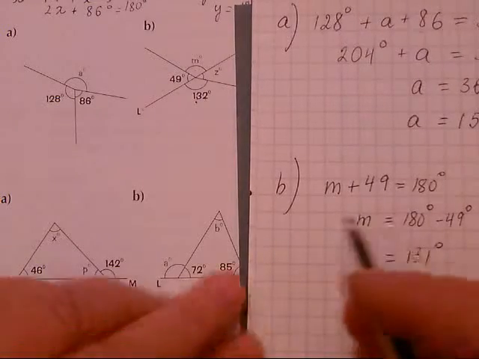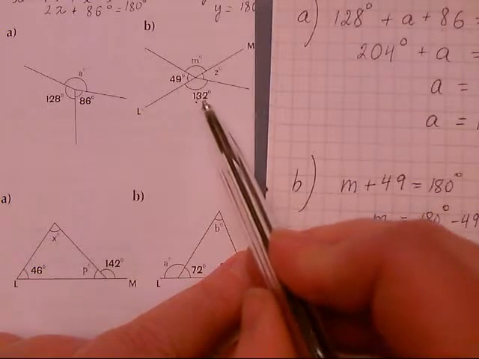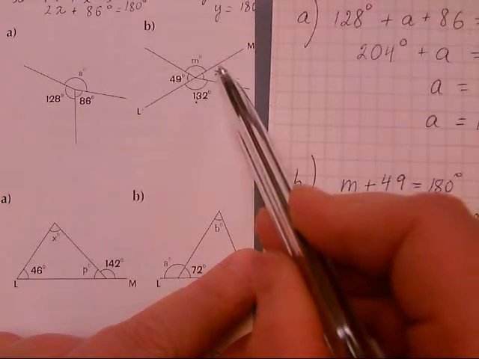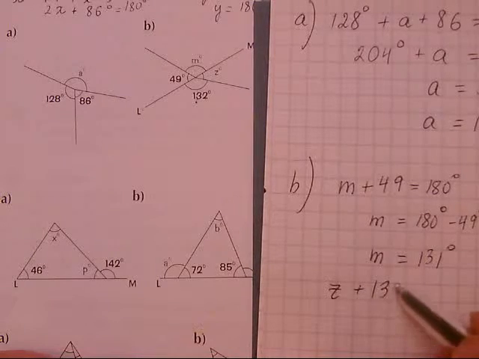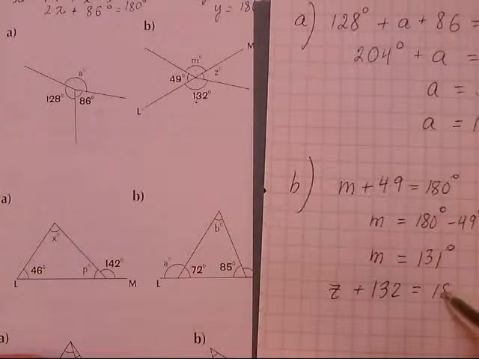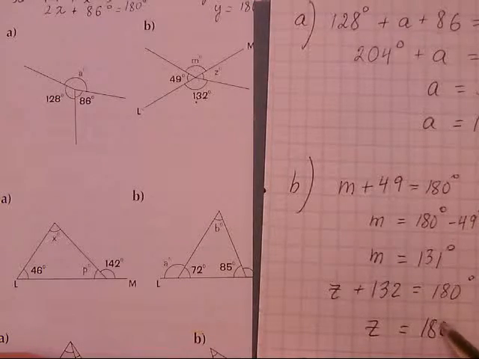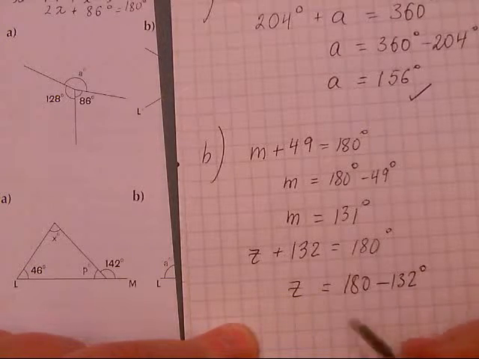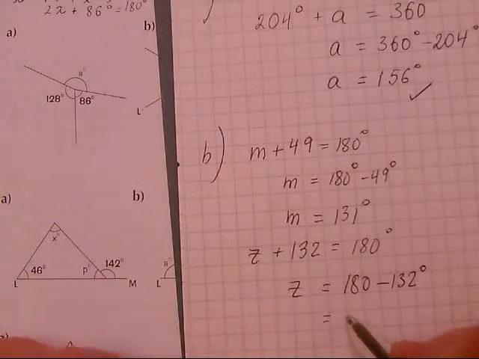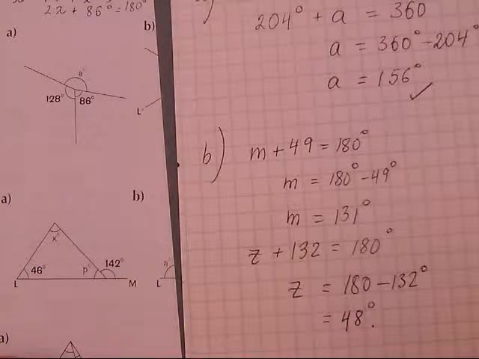Okay, angles Z and 132 are also angles at a straight line LM, so Z plus 132 will be equal to 180. So Z will be equal to 180 minus 132, and that will be equal to 48, as far as I understand. Okay, 48 degrees.